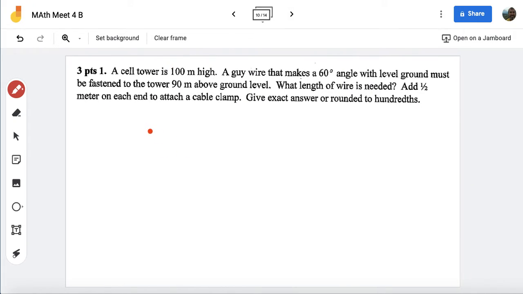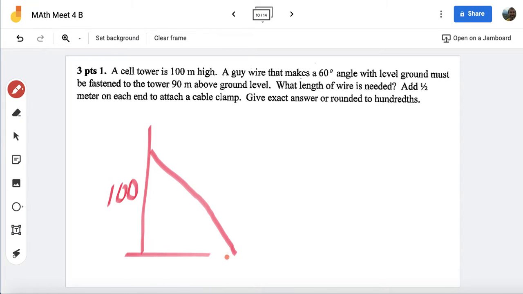A cell tower is 100 meters high. A guy wire makes a 60-degree angle with level ground and must be fastened to the tower 90 meters above the ground level. So right about here. So here's the level ground, and this is 60 degrees. And instead of 100, I should write 90, because all I care about right here is 90 feet. Wonder why they said it was 100 meters high. What length of wire is needed?